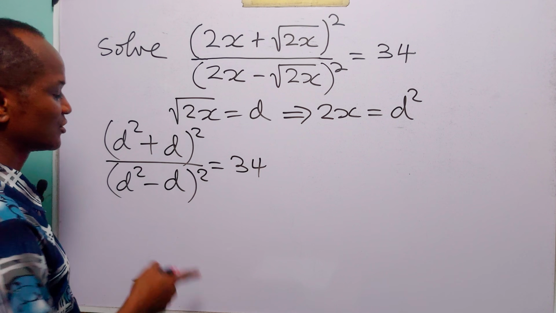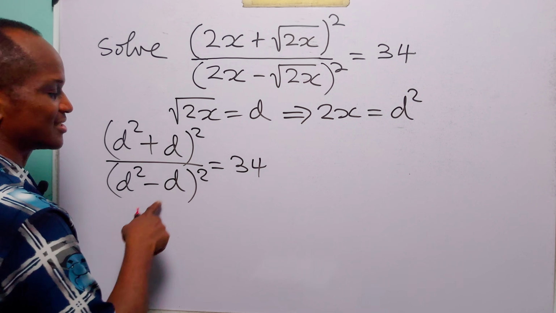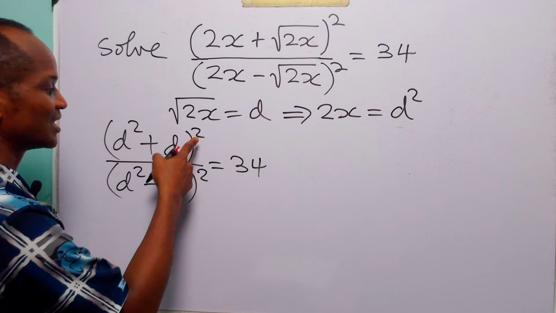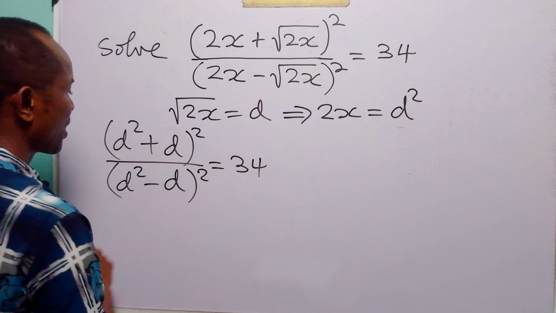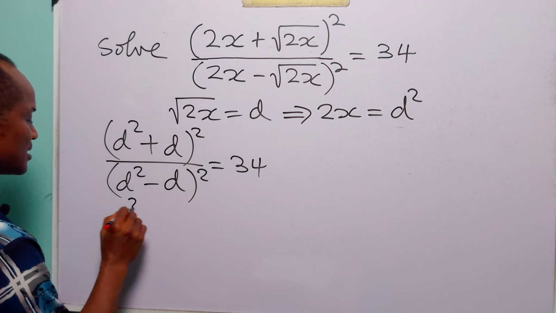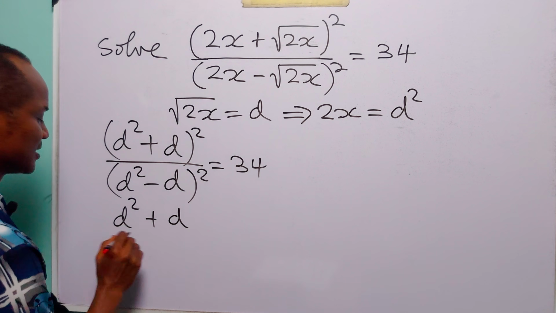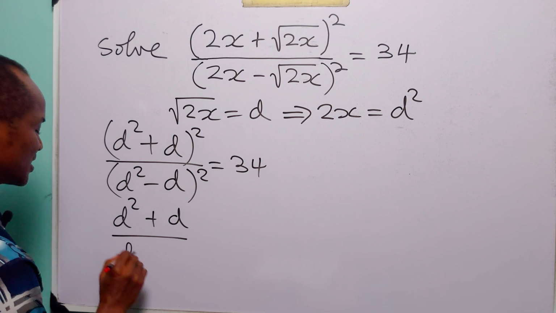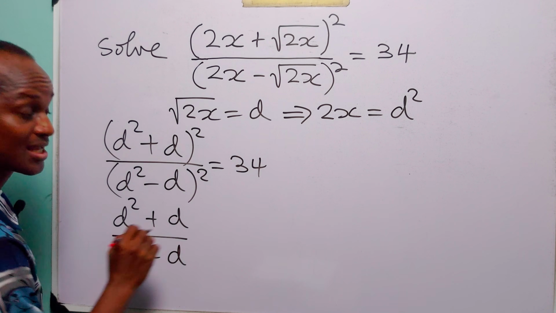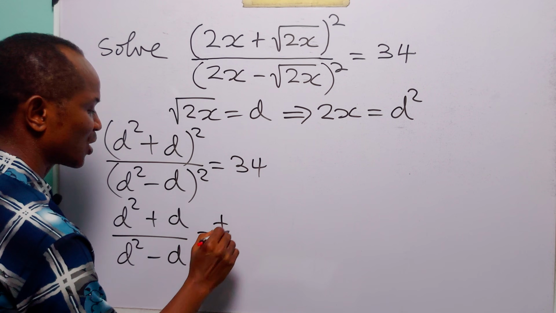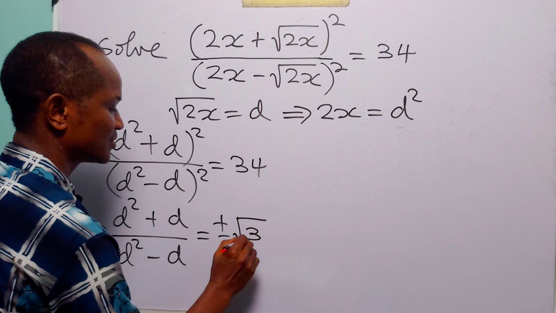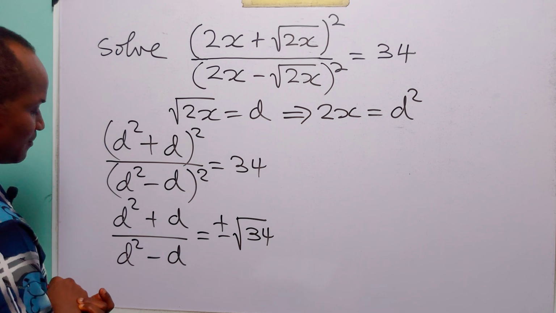Now, the next thing we are going to do is to take the square root of both sides of this equation to get rid of these squares. When we do that, we have that d squared plus d divided by d squared minus d is equal to plus or minus the square root of 34.